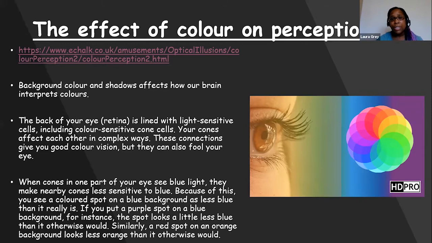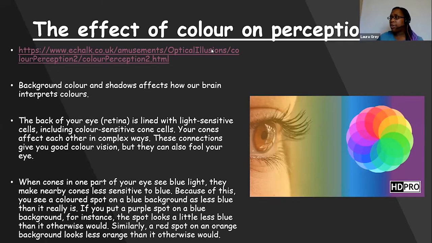And that's because you've got the blue background there, and therefore it makes the other cone cells around that also detect blue less affected, they're less sensitive. So if you see a blue object, it will look slightly less blue. It goes on to say, if you put a purple spot on a blue background, for instance, the spot looks a little less blue than it otherwise would. Similarly, a red spot on an orange background looks less orange than it otherwise would.